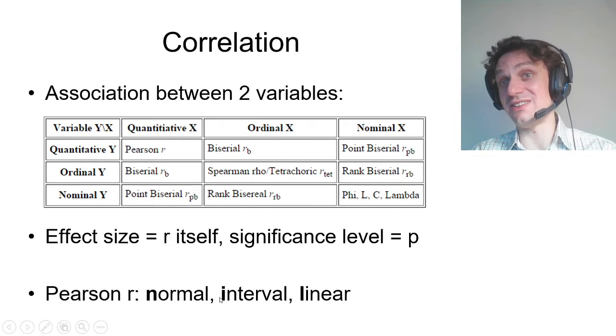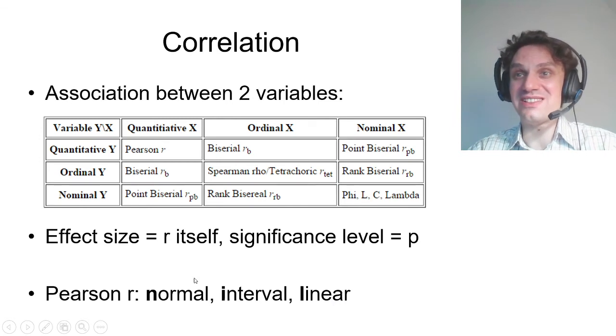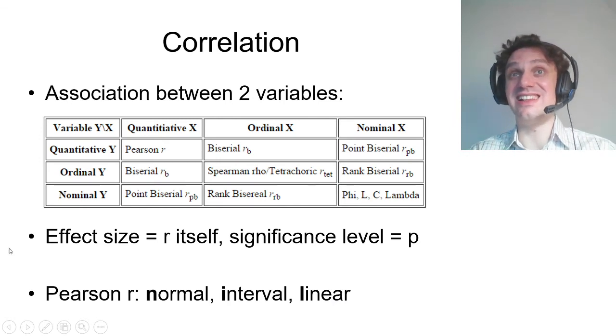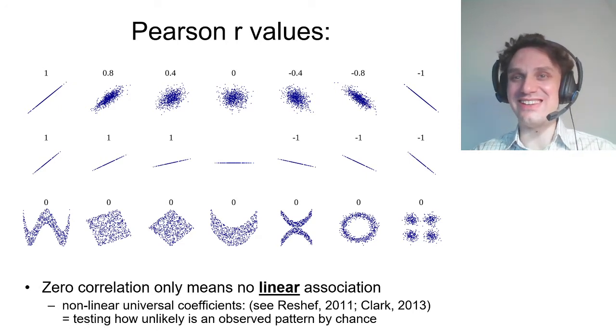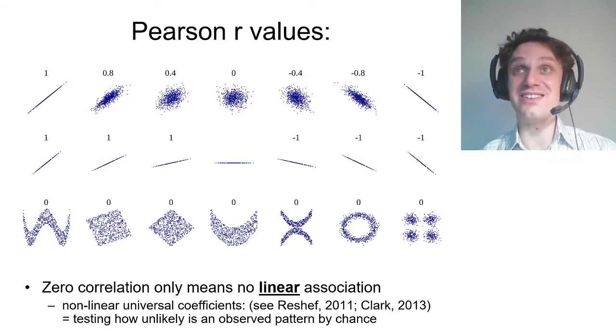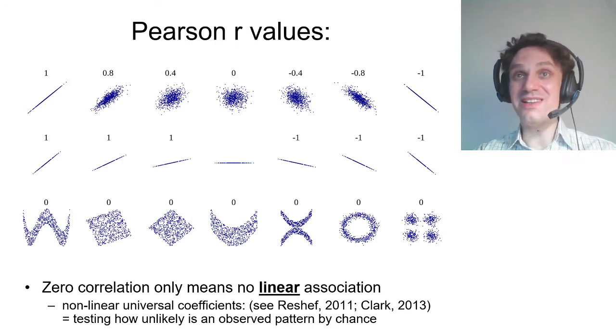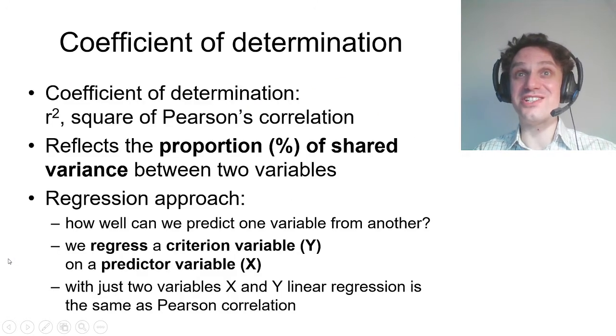If your data are not interval, if they are ordinal, typically you'll see that the distribution is not normal and the association is not linear. And I remind you that if your Pearson correlation is close to 0, it means that there is no linear association. But this association might be nonlinear, and there are more universal correlation coefficients that try to quantify this situation.